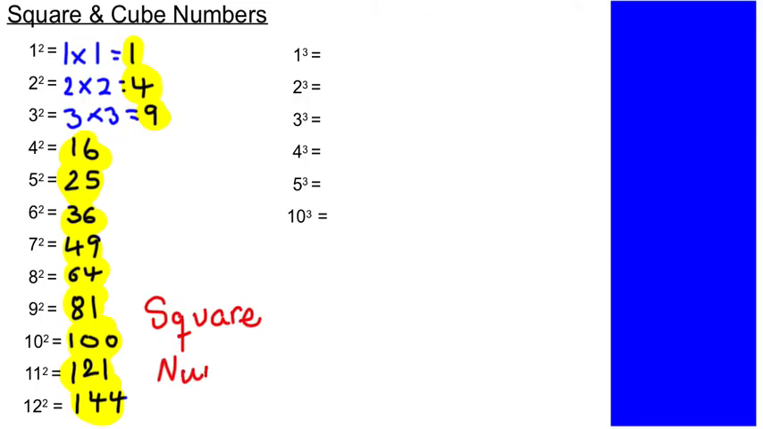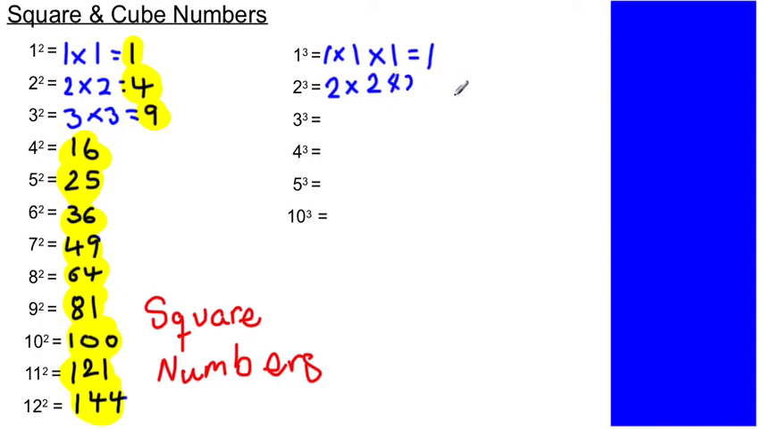Now, the cube numbers are very, very similar to the square numbers. The cube numbers are when we times a number by itself and then we times it again. So instead of having 1 times 1, you would have 1 times 1 times 1, which is 1. 2 cubed would be 2 times 2 times 2, which is 8.